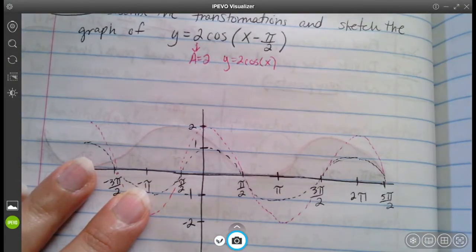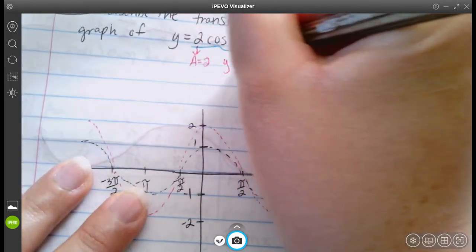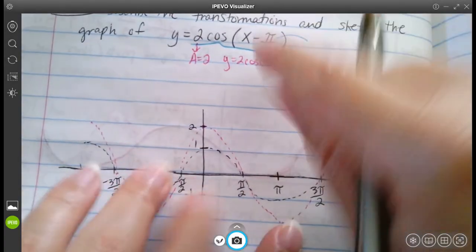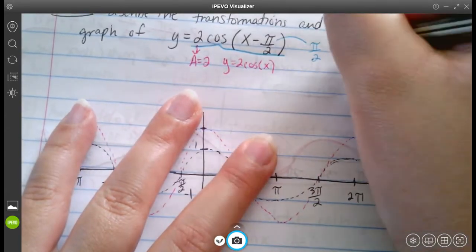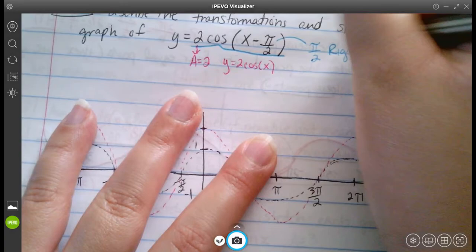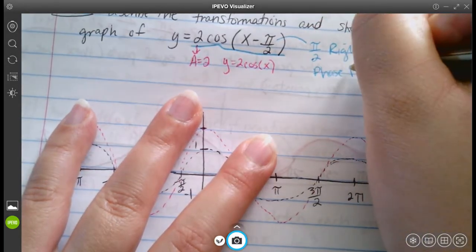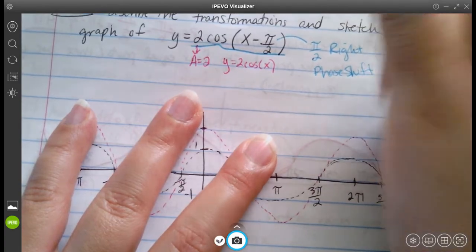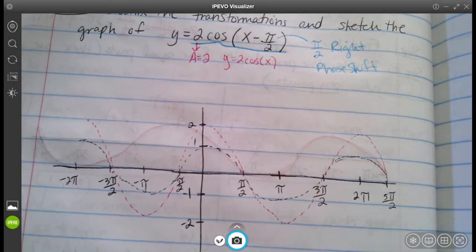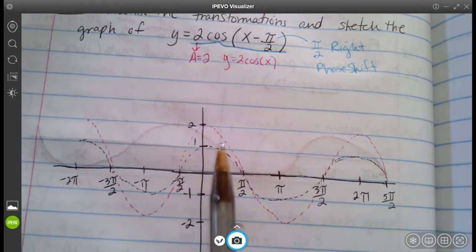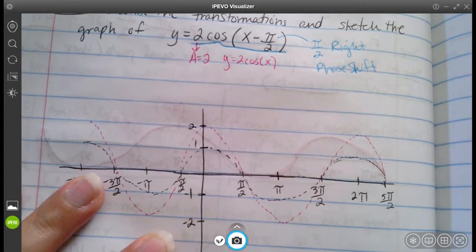Now, if I go ahead and do that last part, so if I add in this part right here, now I'm going to do this entire thing. Well, I know that pi halves, if you have a minus, this is actually going to be pi halves to the right. So we have a phase shift, and it's called a phase shift, pi halves to the right. Okay, so we're going to take all of the pink points, because that's the first transformation we did, and we're going to move it over by pi halves, like so.